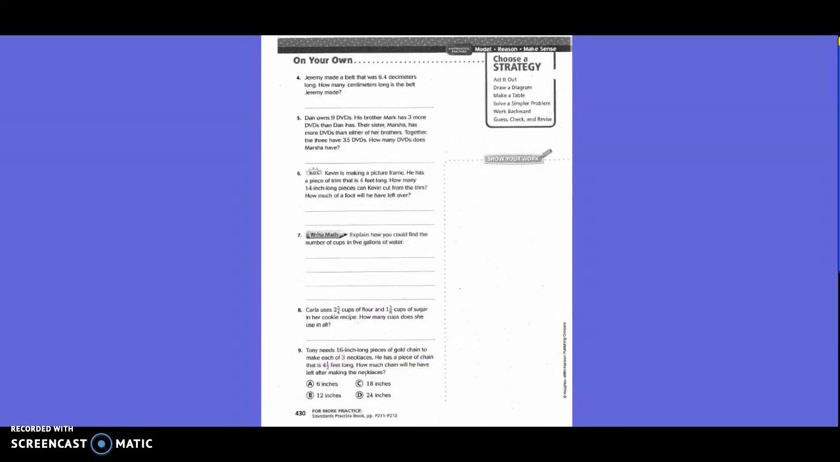On your own, Jeremy made a belt that was 6 4/10 decimeters long. How many centimeters long is the belt that Jeremy made? So we have decimeters, 6.4, and we want to know how many centimeters long Jeremy's belt is. On your chart, put your finger on decimeters and your finger on centimeters. Which one's listed first? Decimeters.